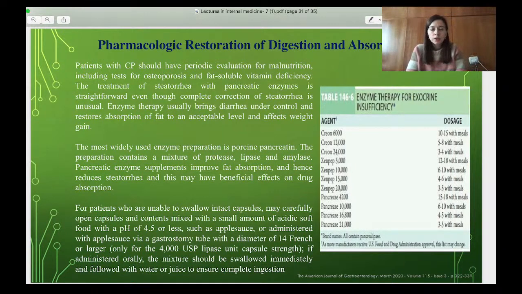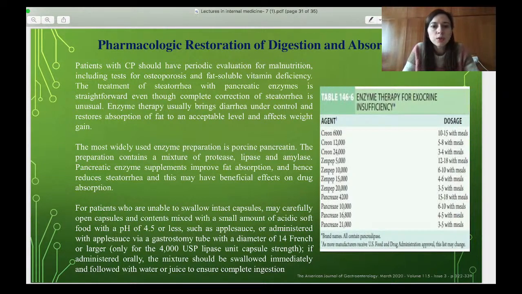Next step in treatment, pharmacological restoration of digestion and absorption. A patient with pancreatitis should have periodic evaluation for malnutrition, including tests for osteoporosis and fat-soluble vitamin deficiency. The treatment of steatorrhea with pancreatic enzymes is straightforward, even though complete correction of steatorrhea is unusual.